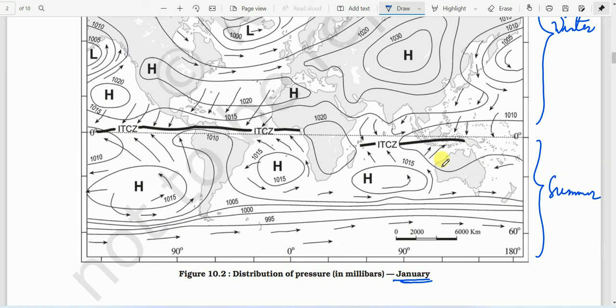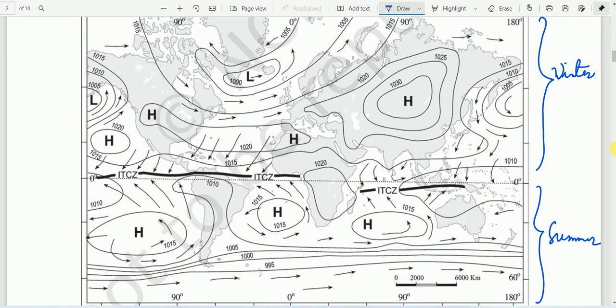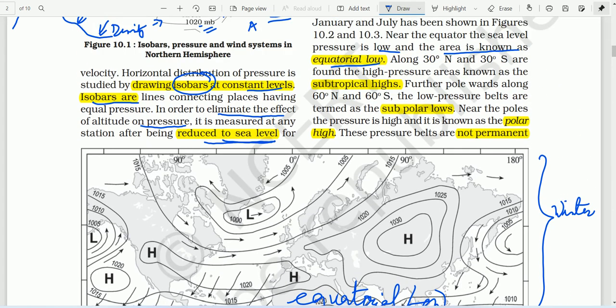season, and here the southern hemisphere is in the summer season. And so here, as mentioned in the book, this is the equator. Near the equator here, we find a low pressure system. And this is known as the equatorial low pressure belt. Okay.